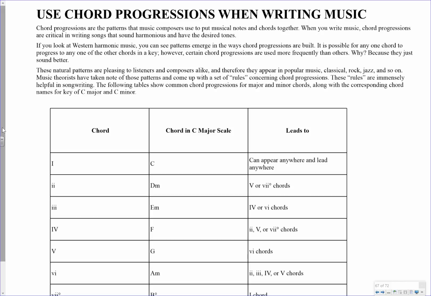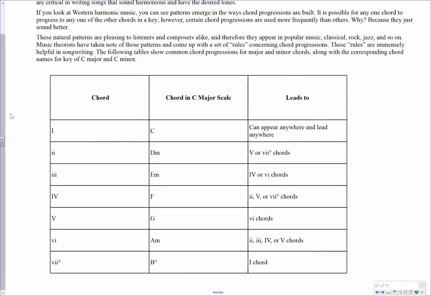So let's take a look at what this chart has to say. This is common typical chord progressions for major. So we have the 1 chord, which can appear anywhere and lead anywhere. So even during the middle of a harmonic progression you're writing, you can travel back to the 1 chord. The minor 2 chord leads to 5 or 7 diminished chords. Think of 4, 7, 3, 6, 2, 5, 1.